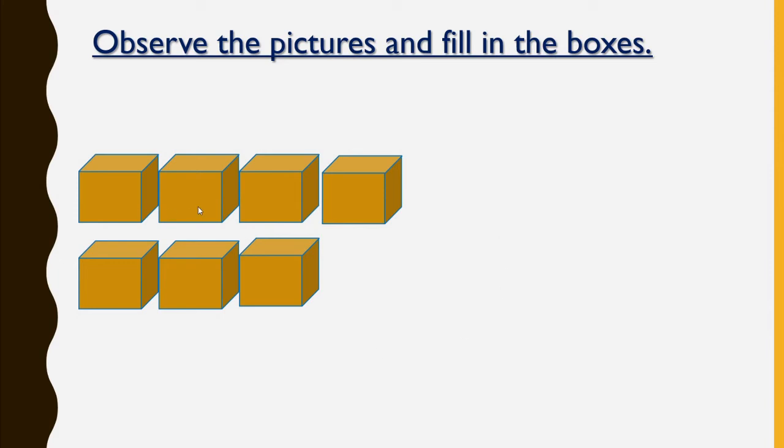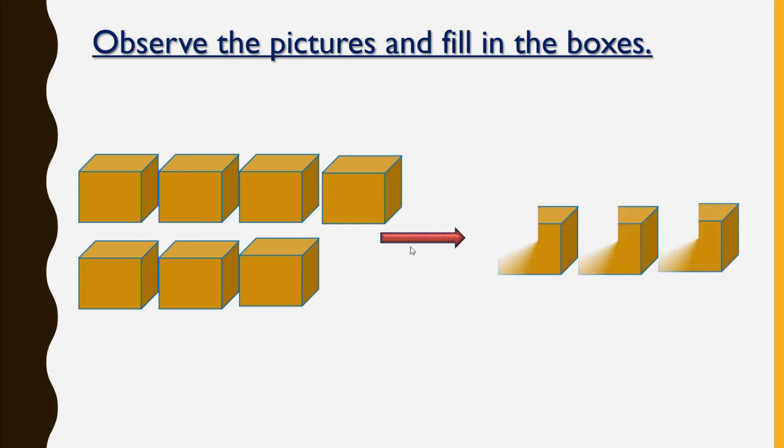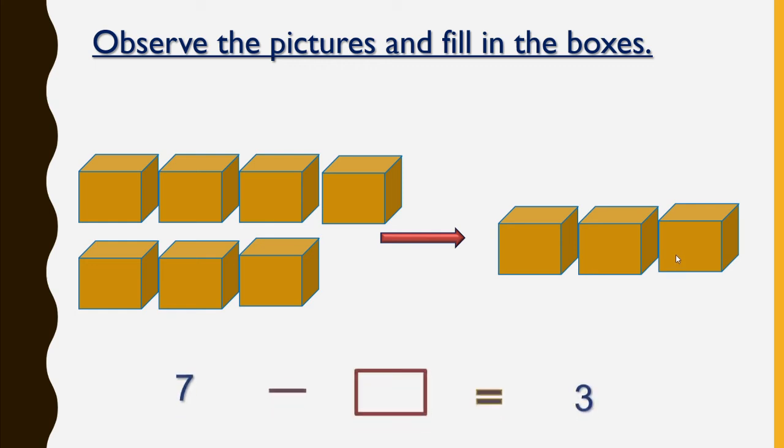Here we can see boxes. Right? How many boxes are there? 1, 2, 3, 4, 5, 6, 7 boxes are there. Arrow mark. Yes, now we can see only 3 boxes. How did it happen? Let us see. Let us try to write the number here in the box. 7 boxes were there earlier. Now only 3 boxes remain.